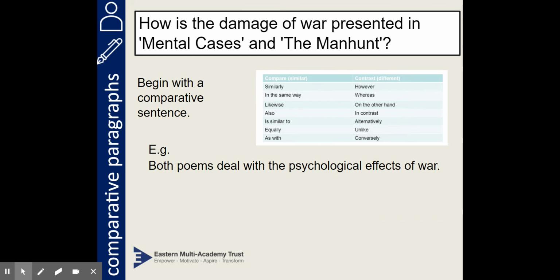So we're going to have a little bit of a go at answering this question. We're not writing a full essay today, we're just writing a comparative paragraph, and we're going to look at how the damage of war is presented in Mental Cases and The Manhunt. Now, when we are writing comparative paragraphs, we always need to begin with a comparative sentence. So this is like what we did at the very beginning of the lesson. So it might be a both comment, or it might be a whilst comment. In this case, my example is: both poems deal with the psychological effects of war. So I am using a similarity there between the two poems, and I'm starting my paragraph with a clear statement of similarity between the two poems.